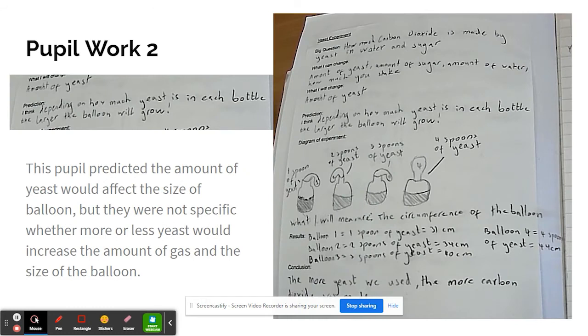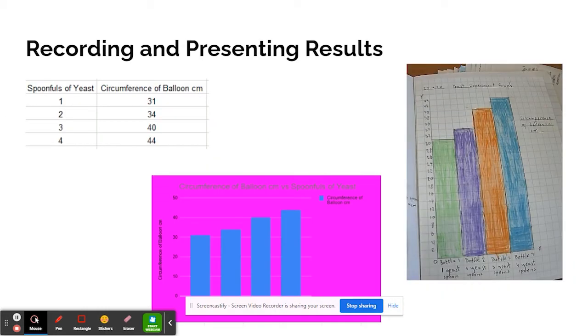Here is another primary 6 pupil's work, this time it says, "depending on how much yeast is in each bottle, the larger the balloon will grow." So this pupil did understand that the amount of yeast would affect the size of the balloon, but they were not specific about whether more or less yeast would increase the amount of gas and the size of the balloon. So I think there was more detail needed there.